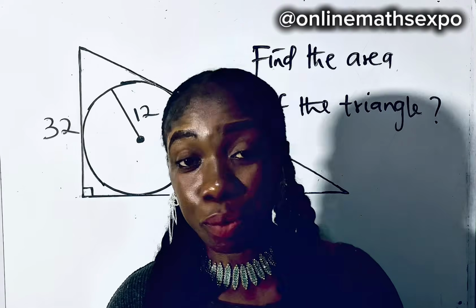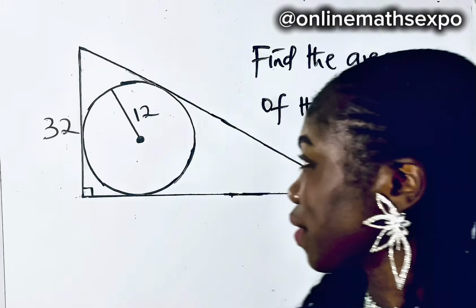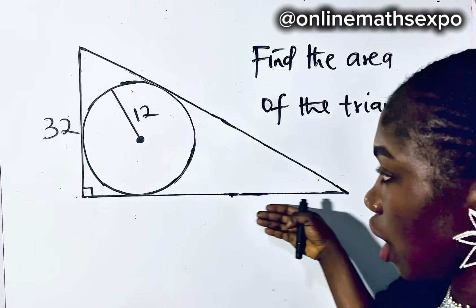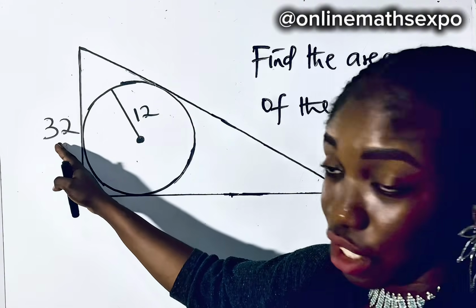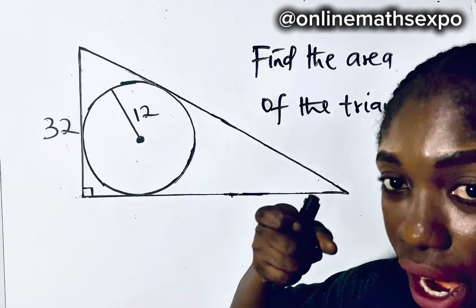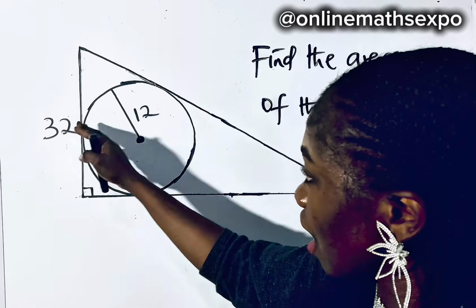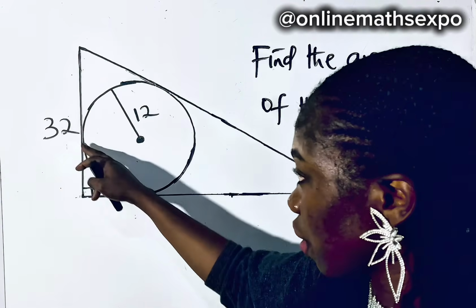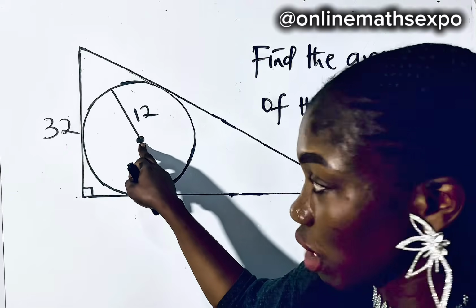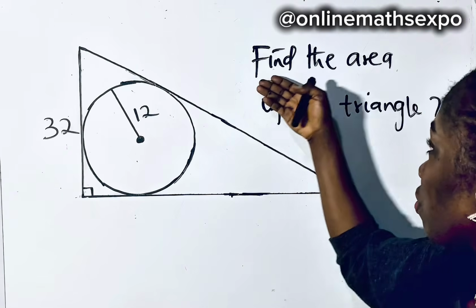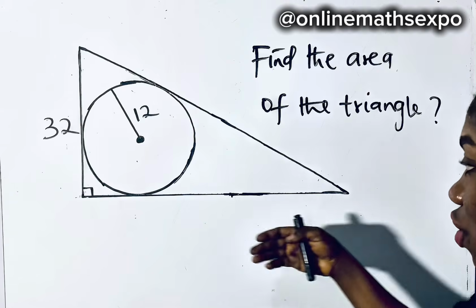Welcome, and let's solve this beautiful geometry problem together. We are given a right triangle. This length measures 32 units, and inscribed is a circle such that it touches the sides of the right triangle at these 3 points, and the radius of the circle measures 12 units. We are asked to find the area of the triangle.